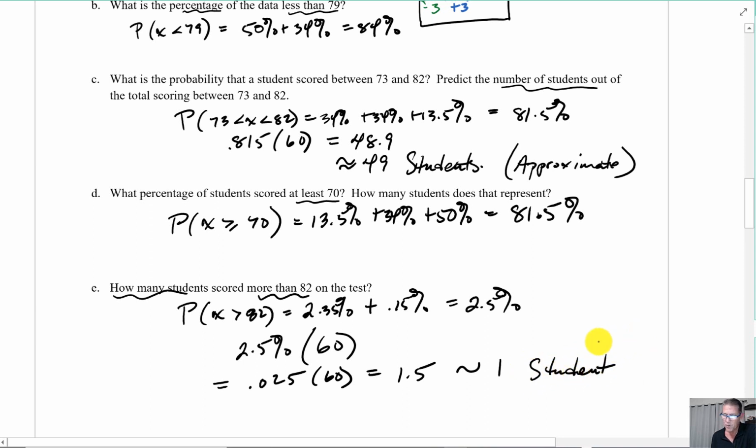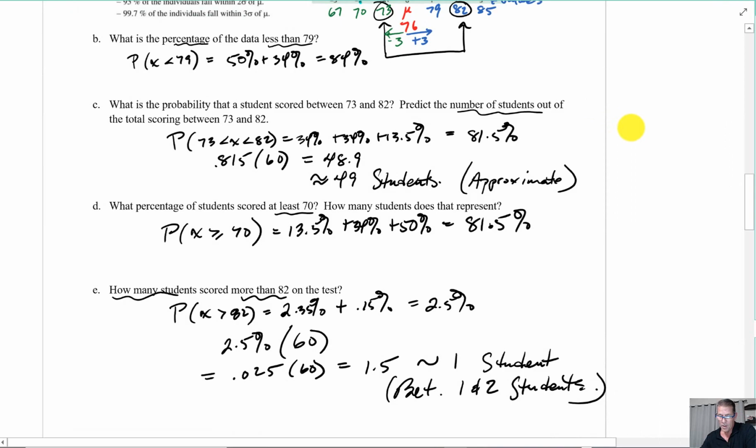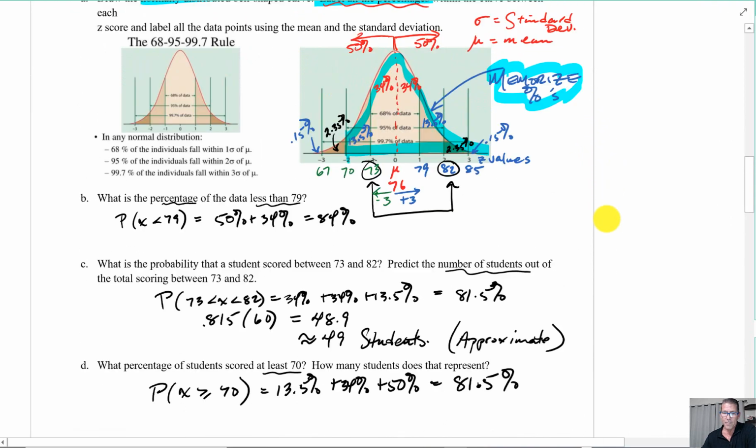So it's basically between 1 and 2 students. Let me just make note of that. Between 1 and 2 students approximately, because again, this is only an approximation. This is not an exact science at all. Okay?